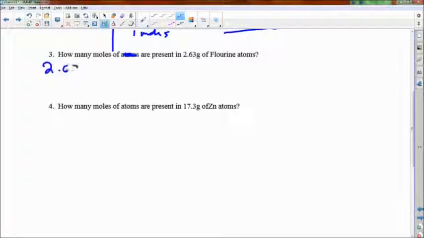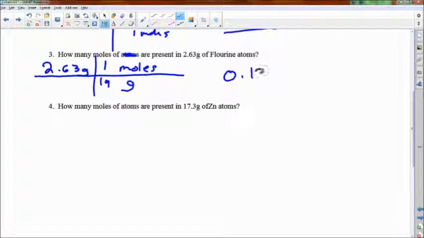So we've got 2.63 grams, and we need to figure out how many moles that is. Well, we have to divide by grams to get that off the bottom. We're going to convert that to moles. But again, anytime we're talking about mass here, we should be thinking about the periodic table. So if we look on the periodic table, the molar mass of fluorine is 19 grams for every 1 mole. So we take 2.63 divided by 19, and we get 0.138 moles. That should make sense. We need 19 grams to make a single mole. We're not going to have a whole mole here because we only have 2.63 grams.